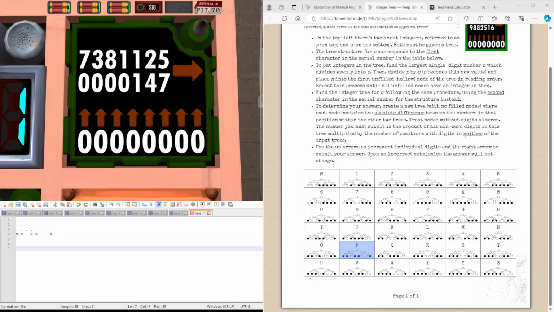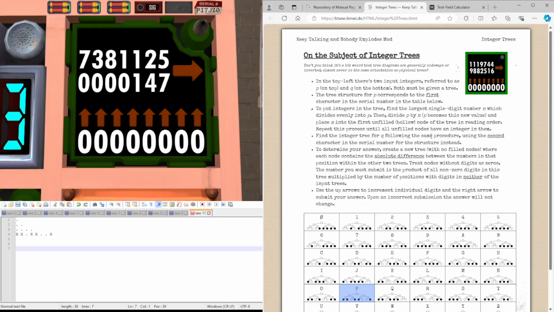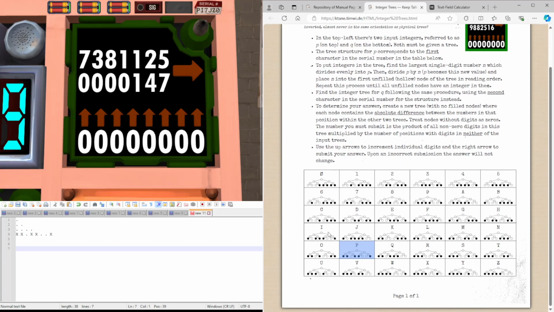And now we can do the same thing for the bottom number as well, because it's going to be the same thing, just with the second character of the serial number for the structure, which is I. So in this case, these rows are going to be the same. And then nothing, something, nothing, nothing, nothing, something, something, nothing.